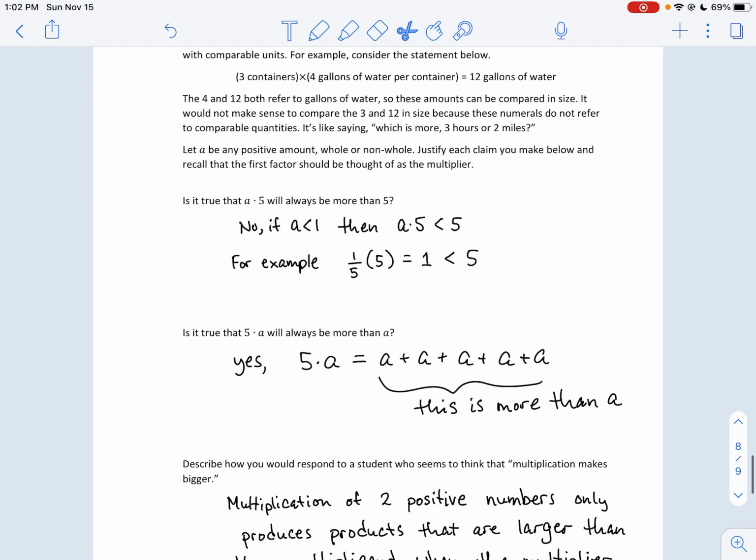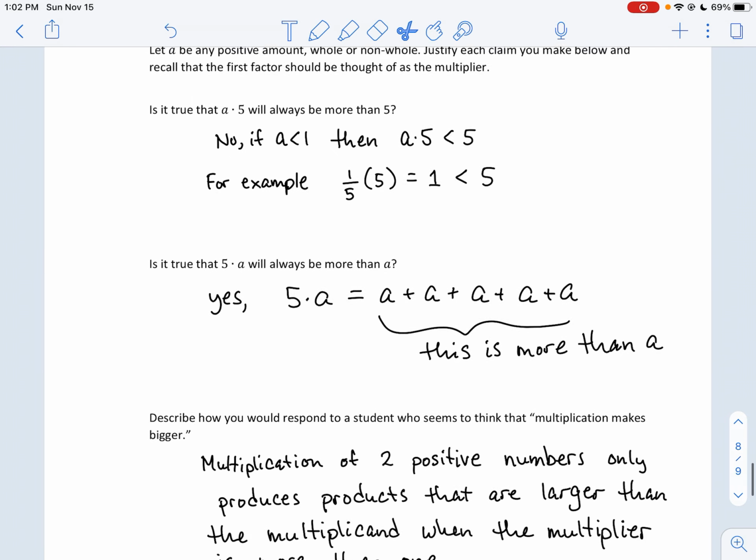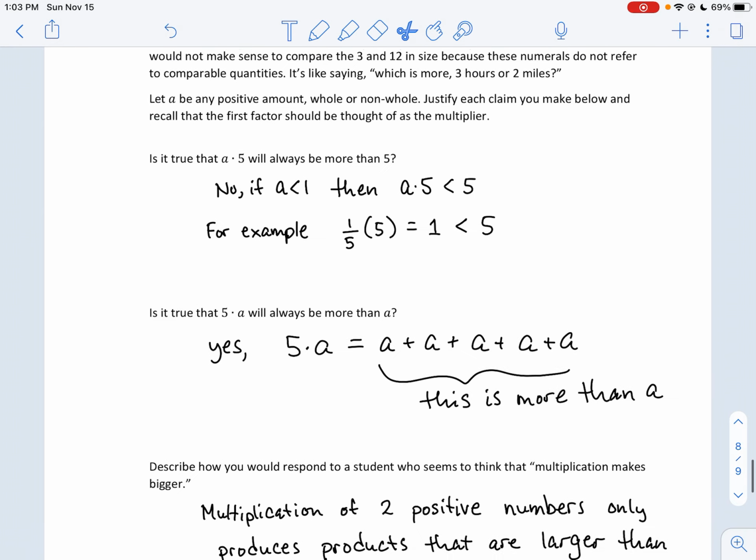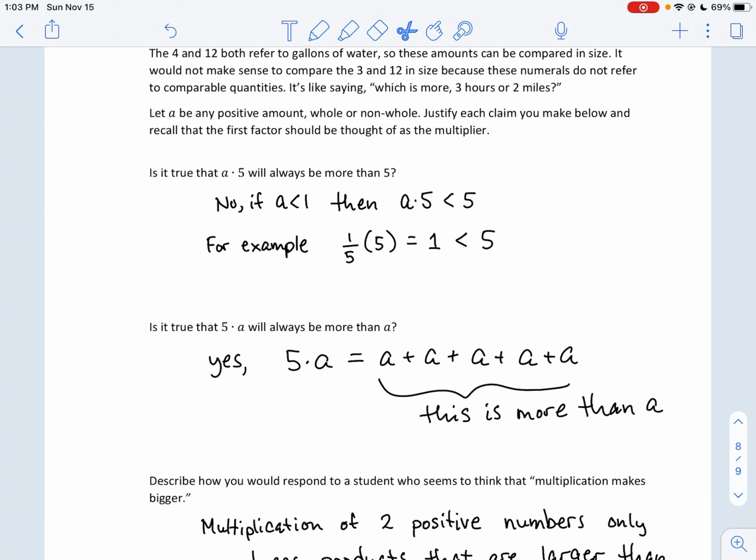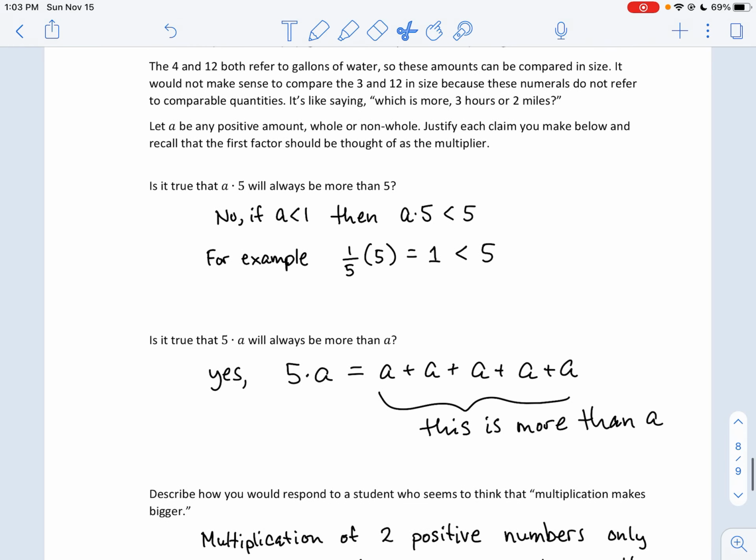And number 8, a lot of people did not explain this in a way that I felt was satisfactory. In fact, I don't think any group really did entirely. I did say up here, assume A is a positive amount. So some people were saying A is 0, A is negative. No. A is a positive amount. And I did say that it could be whole or non-whole. Some people, I think, were only thinking whole numbers, so A was 1, 2, 3, 4, etc. only.